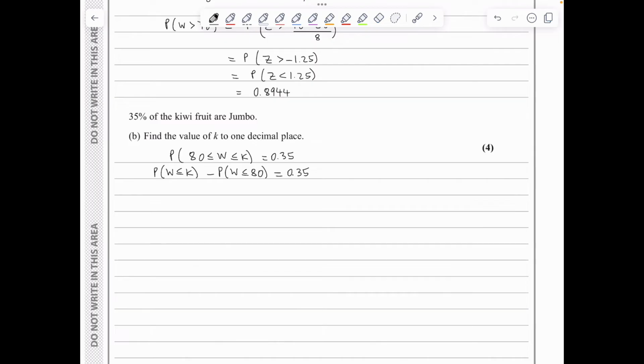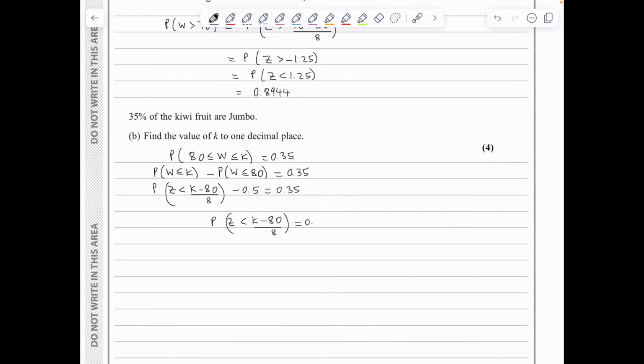I will standardize. I've got the probability of Z being less than K minus 80 over 8, and the probability of W being less than or equal to 80 is simply a half, because 80 was the mean. So half of them are below the mean and half of them are above the mean due to the symmetry of the normal distribution. So minus 0.5 is equal to 0.35, which means that the probability of Z being less than K minus 80 over 8 is equal to 0.85.